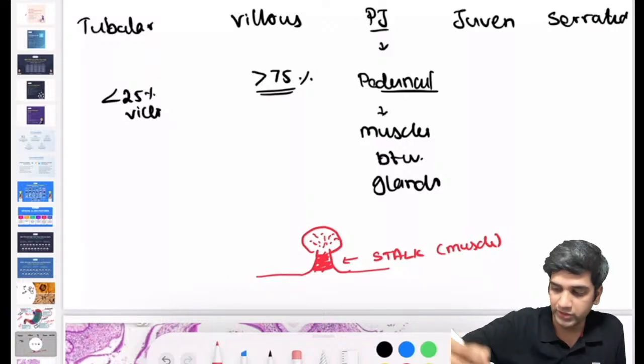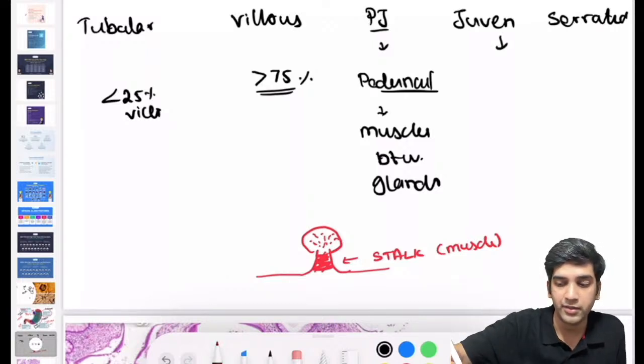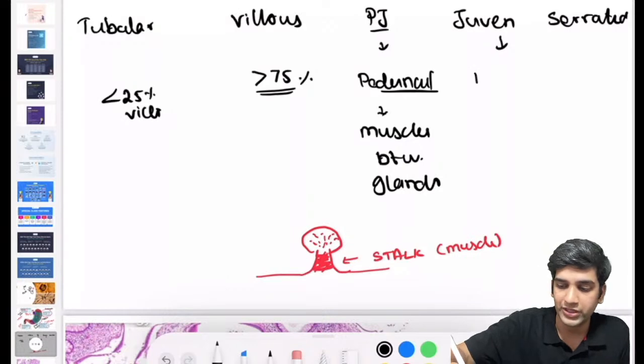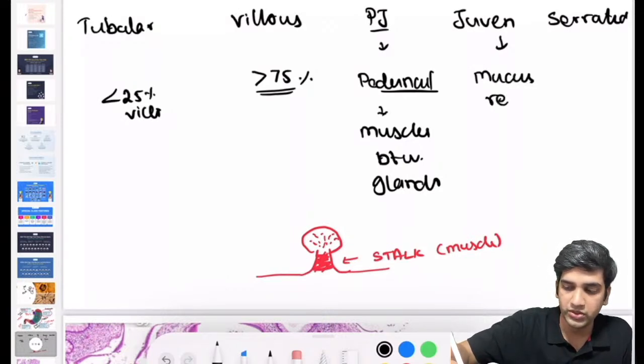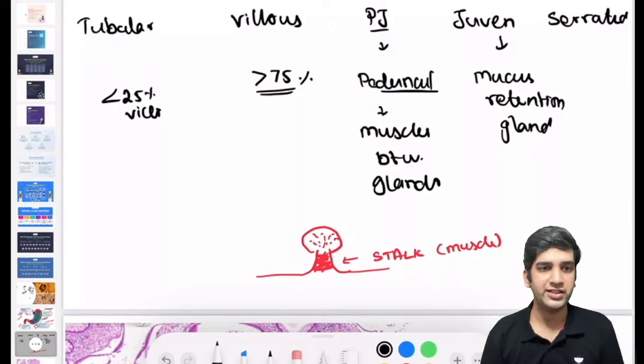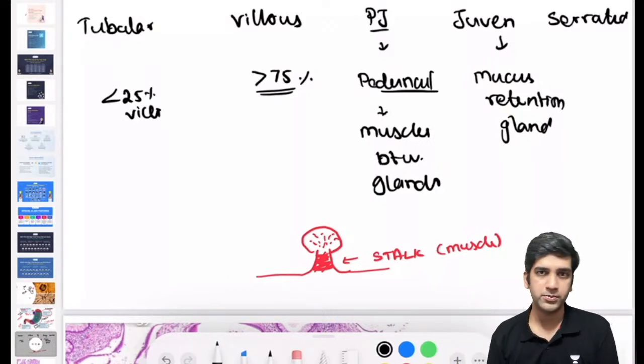Juvenile polyp, like we saw in the class, is a mucus retention polyp. So you'll have cystically dilated mucin secreting glands. It's a mucus retention polyp. So you have multiple glands with insufficient mucin inside them. That's obviously how a juvenile polyp looks.